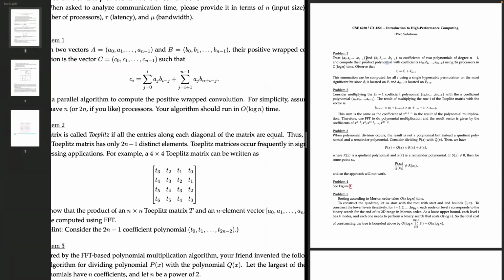Those two terms are just combining the ones on the left half and the ones on the right half. The partner is halfway across. So for all i, the partner is n plus i.